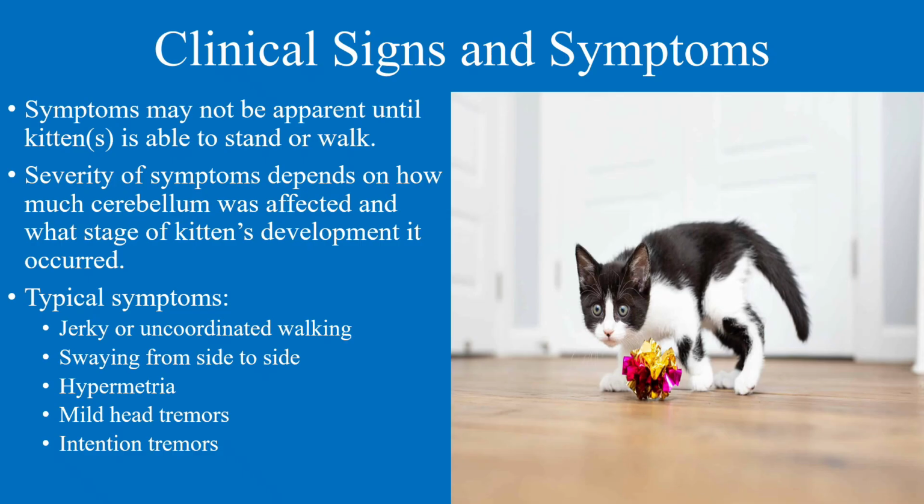Typical symptoms include jerky or uncoordinated walking, swaying from side to side, hypermetria, which is also known as goose-stepping gait, and is described as high-stepping movements. Mild head tremors and intention tremors that worsen during focused movements are also typical symptoms.